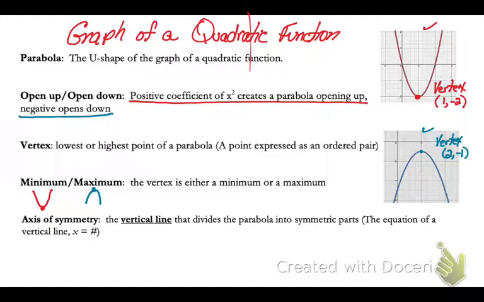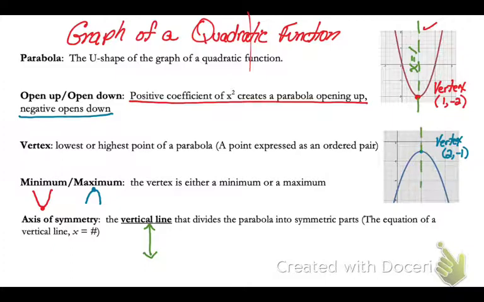Now, the axis of symmetry is another part of a quadratic function graph, and that is an imaginary line that runs right smack down the middle of my parabola, and it's a vertical line, and it divides the parabola into 2 symmetric parts. And remember that the equation of any vertical line is x equals some number. So if I look at the line that goes right down the middle of my red parabola, that has the equation x equals 1. Notice that that 1 is the same as the first value of my vertex.